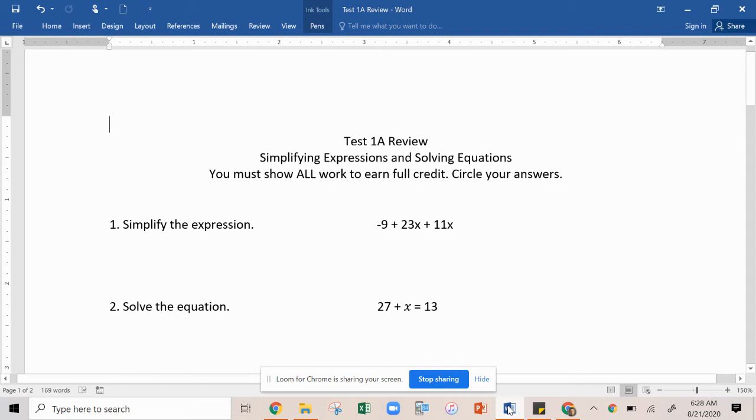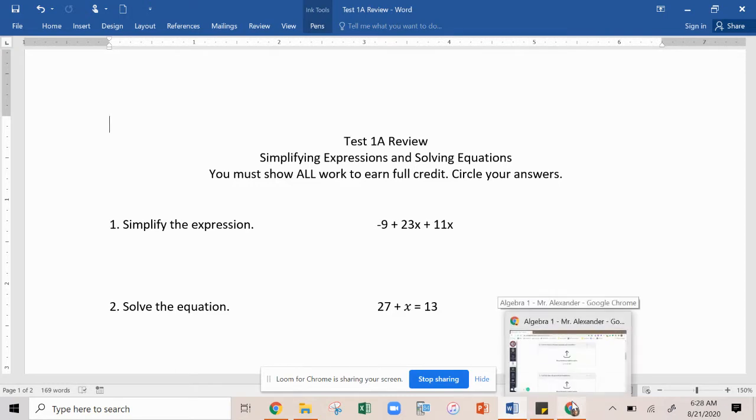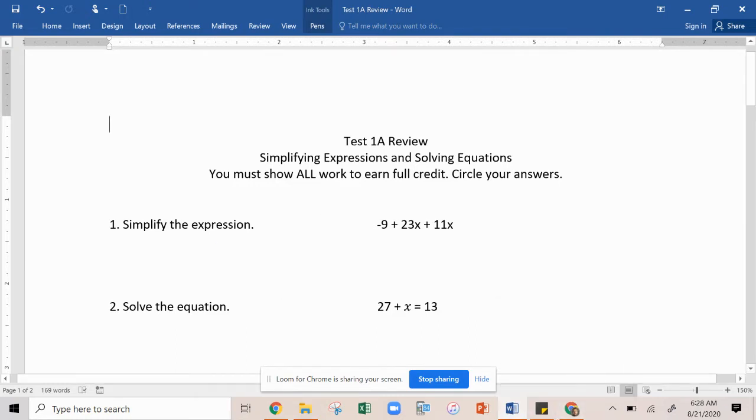So this is your test 1A review. Your test is going to be during next class. And so we're going to go through all the solving stuff we've been working on. And so you have a blank copy of this review. You also have a review key.